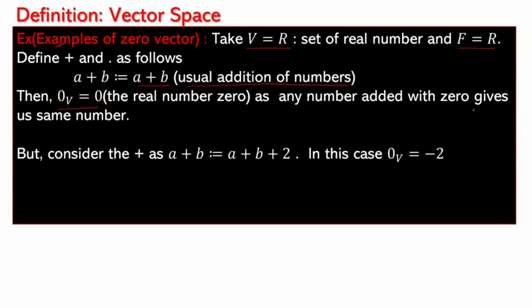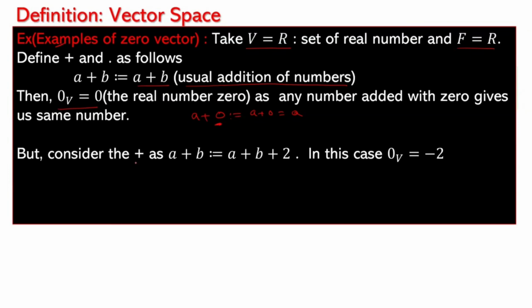Any number, if you add it with 0, will give the same number, meaning a plus 0, by definition, is a plus 0 equal to a. So this is always true. So the number 0 is the zero element of this vector space.